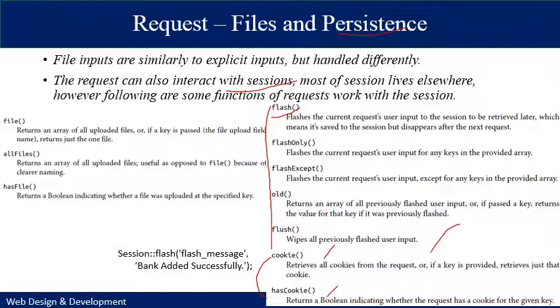These three methods allow you to deal with files. The first one is file, and it returns all the uploaded files, and if you specify the key, it will select only one file. AllFiles is similar to file, and it returns the array of uploaded files. And hasFile is a very useful method to check whether a file was uploaded at any specified key.